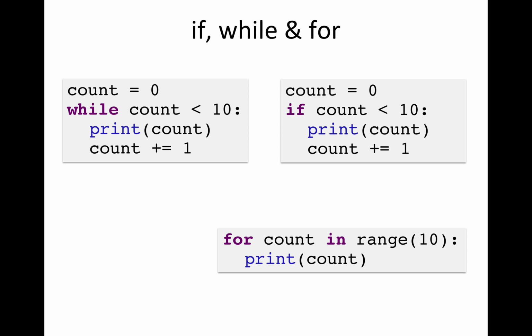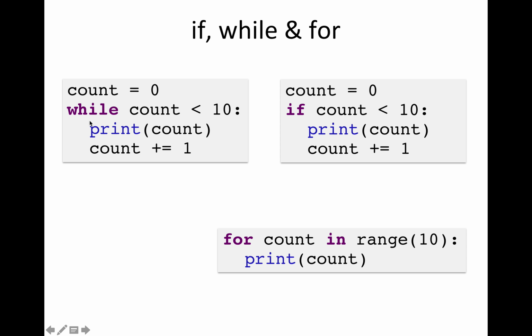Okay, so let's figure out the difference between while loops and ifs and for loops, because while loops and for loops can implement some of the same things, and you might want to use a while loop sometimes and a for loop at other times. And I already said that while loops are kind of like ifs that repeat. So let's look at these three examples.